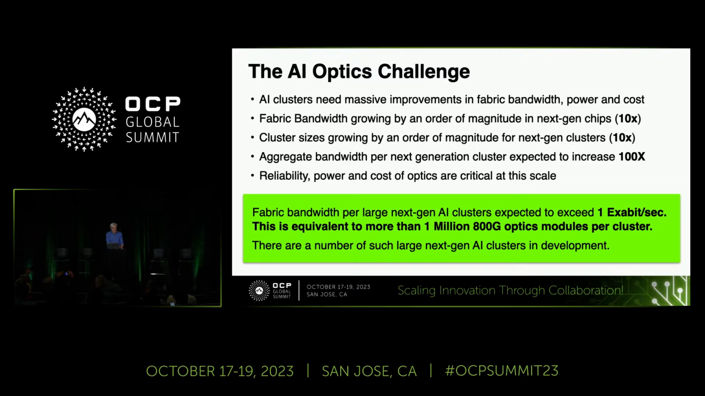And obviously, reliability, power, and cost of the optics that interconnect these things are absolutely crucial. Now, to put this in context, the aggregate bandwidth, if it's 100 times faster than current networks used for current clusters, would be 1 exabit per second. I know this is a new number. We used to talk about petabits per second. We are definitely now in the exabit era. This is the equivalent of 1 million of these little modules that I just highlighted here. And obviously, this is just one cluster. There's many such clusters in planning or various stages of development.